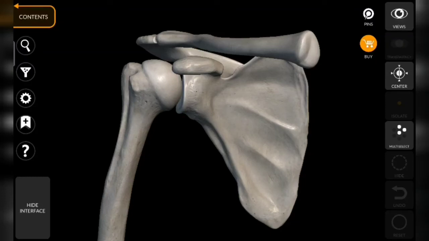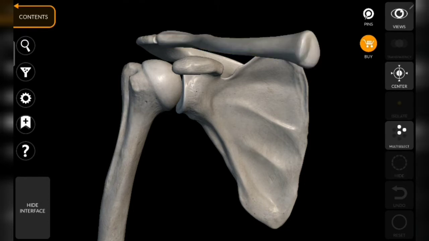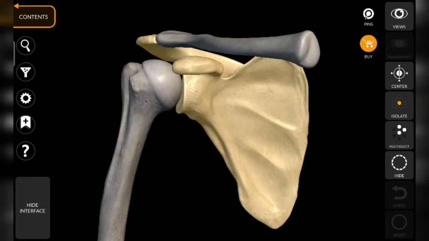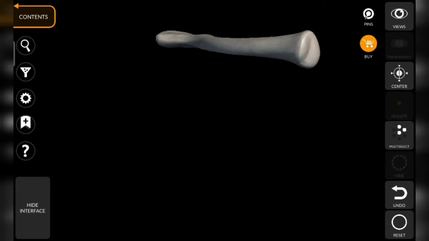Today we are going to study the clavicle. You can see this structure over here is the clavicle. Okay, now with these things we will be moving forward. You can see the long bone structure over here, that is the humerus. The bone structure over here is the scapula. Okay, now let us remove these structures and let us focus on the clavicle.